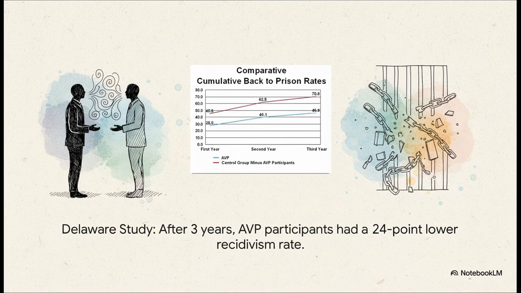A 3-year study out of Delaware is pretty jaw-dropping. See that blue line? That's the inmates who took the AVP workshops. After 3 years, their rate of going back to prison was almost 24 percentage points lower than the other group. That's not a small difference. That is a life-changing impact.